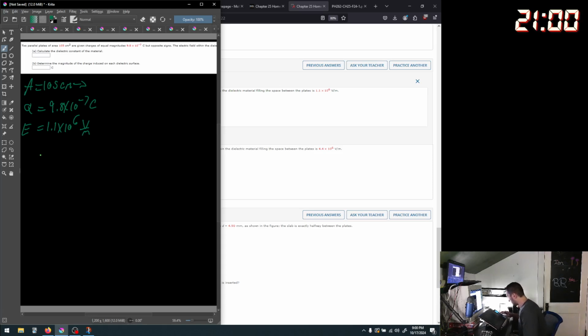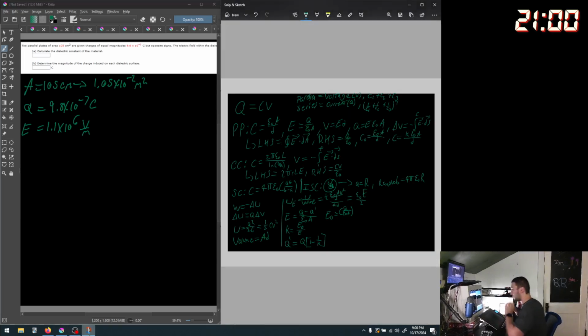And then 1.05 centimeters squared to meters squared is going to be 1.05 times 10 to the negative 2 meters squared. Okay. Now that we know this, it's parallel plate. We have, what are we looking for?